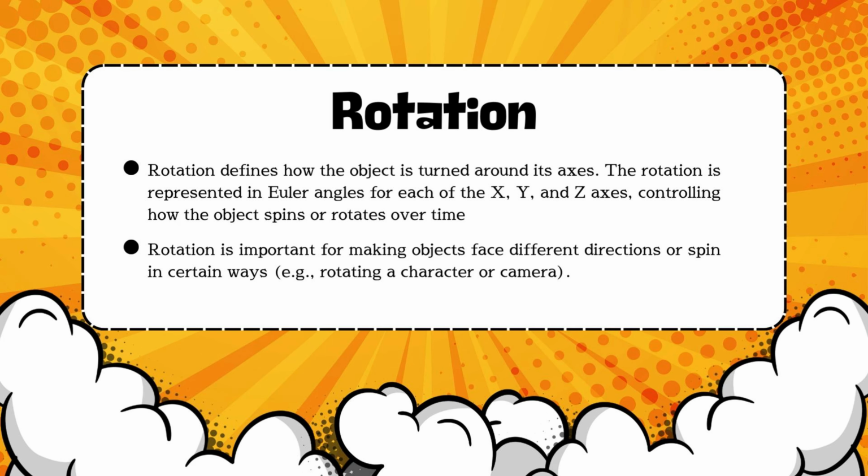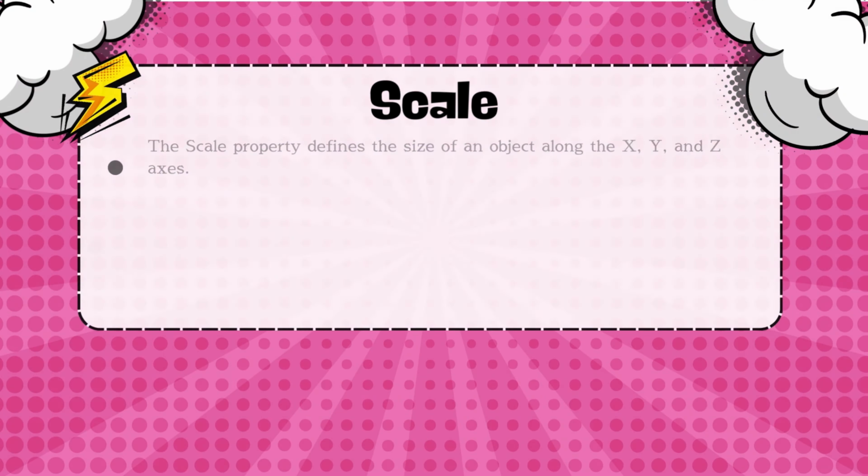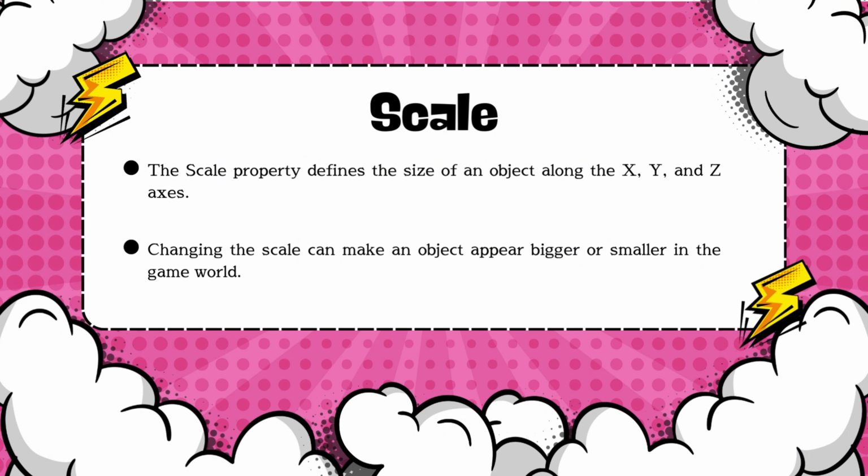The rotation is represented in Euler angles for each of the x, y, and z axes, controlling how the object spins or rotates over time. Rotation is important for making objects face different directions or spin in certain ways, for example, rotating a character or camera. Scale. The scale property defines the size of an object along the x, y, and z axes.